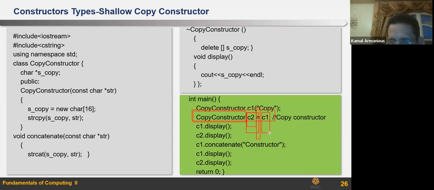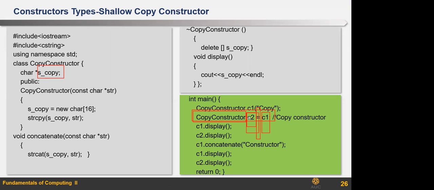It will call a function that you don't see that will make the value of s underscore copy equal to the value of C1. As simple as this. You don't see the function. The compiler has made it for you. Okay.